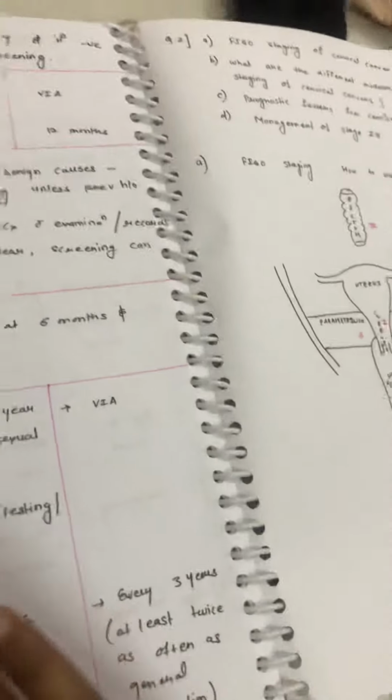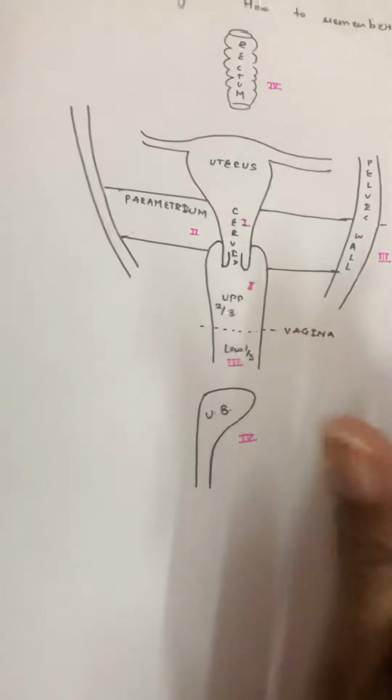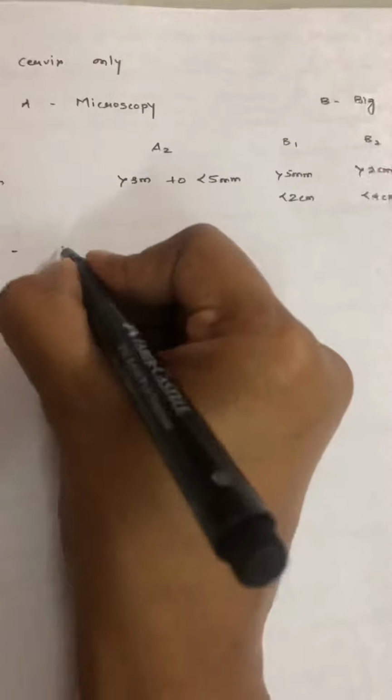Simple. So in stage 1 there is only cervix involvement, and depending upon size they are divided into A and B parts. Then the second part is stage 2. Now we'll go back to the diagram. It shows the upper 2/3 of the vagina and the parametrial involvement. Easy. So we'll write it down like this: upper 2/3 of vagina with or without parametrium.